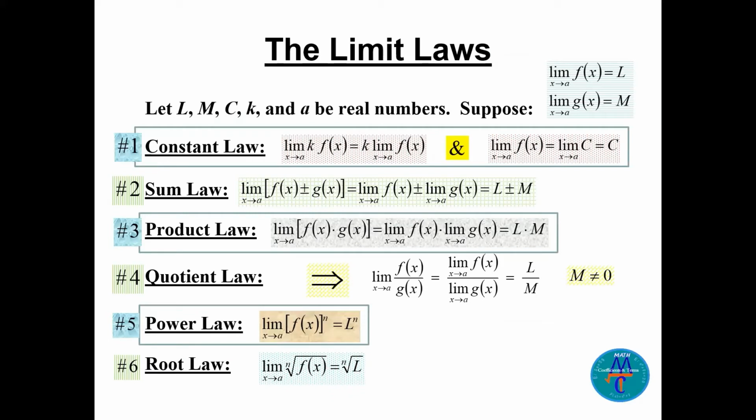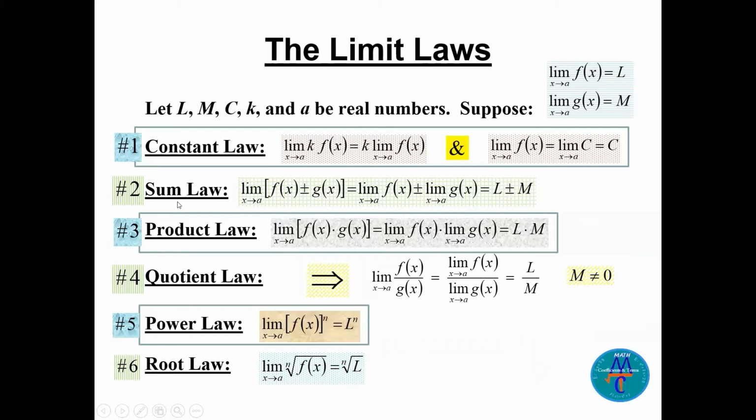Here we have 6 laws, the limit laws, so easy to see and apply. The constant law: we have a constant times a function, we can take the constant out. Or if the whole function is constant, the limit of c, a number like 5 or 6 or 7, as x goes to a.